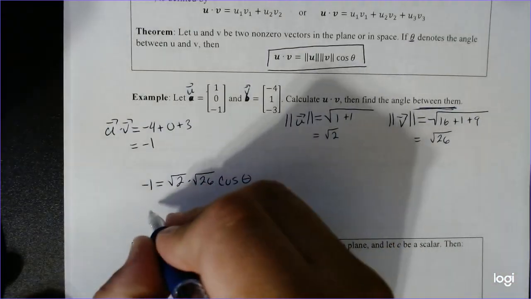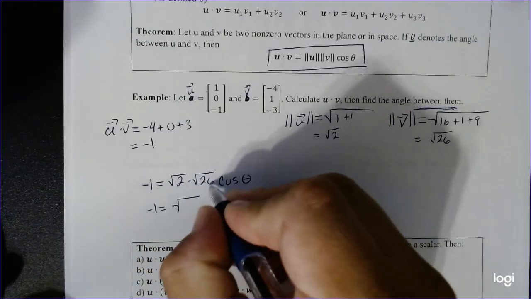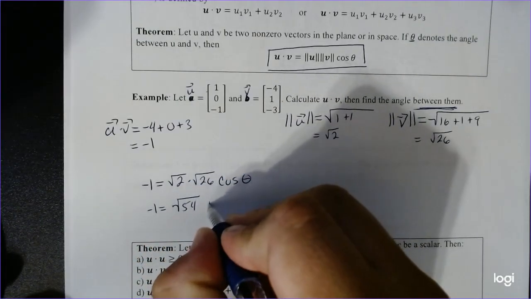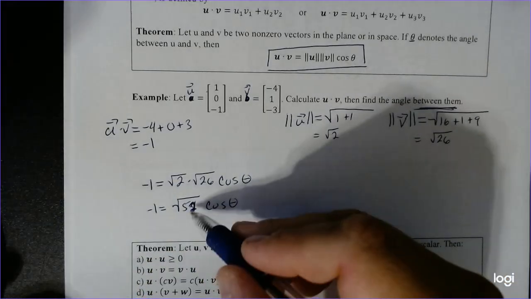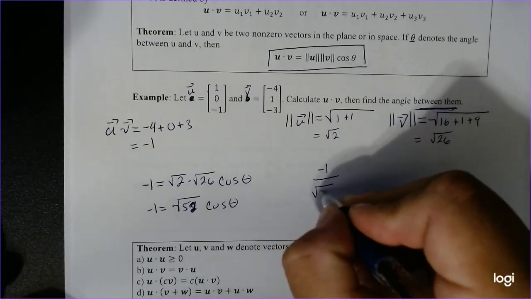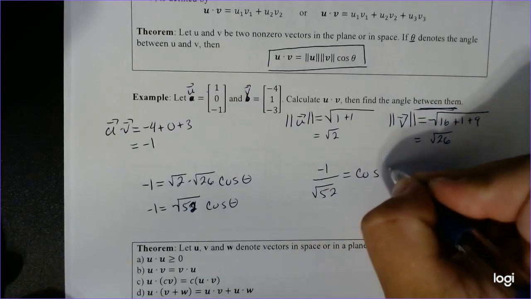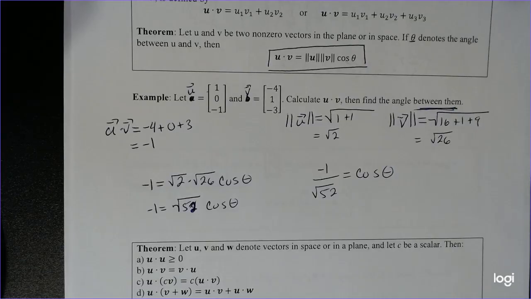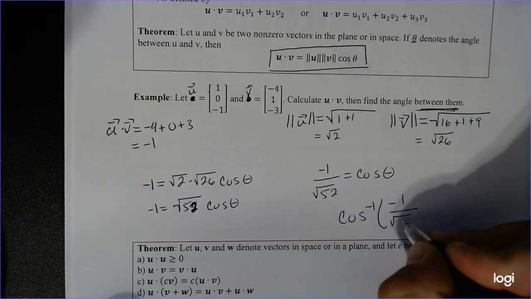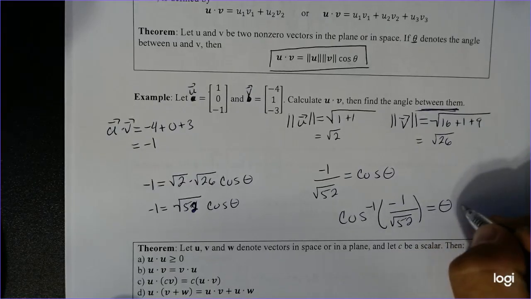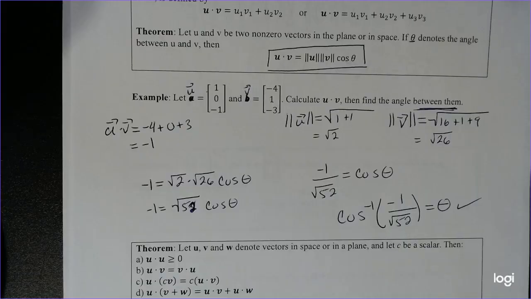I guess we could put these together. That's 54. Oh, sorry, 52. And then divide this over. And then we do cosine inverse of this. And that's the angle we want. You could plug it in the calculator, or you could just leave it like that and give the proper notation of it, either in radians or the actual theta degrees itself, but that's good enough right there.